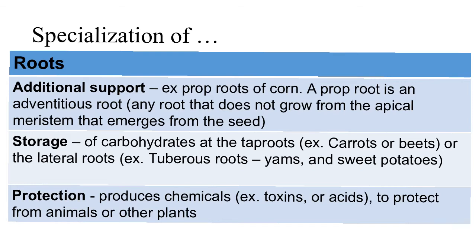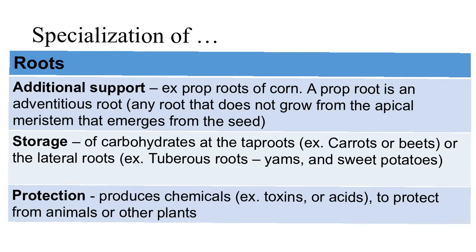And so an example of that is the prop roots of corn. And so you think of it as like they help prop up the corn. I'll show you a picture of it in a moment. The other way that roots are specialized, of course, is storage. So not only do they help with the anchoring of the plant and absorbing, but they also act as storage.